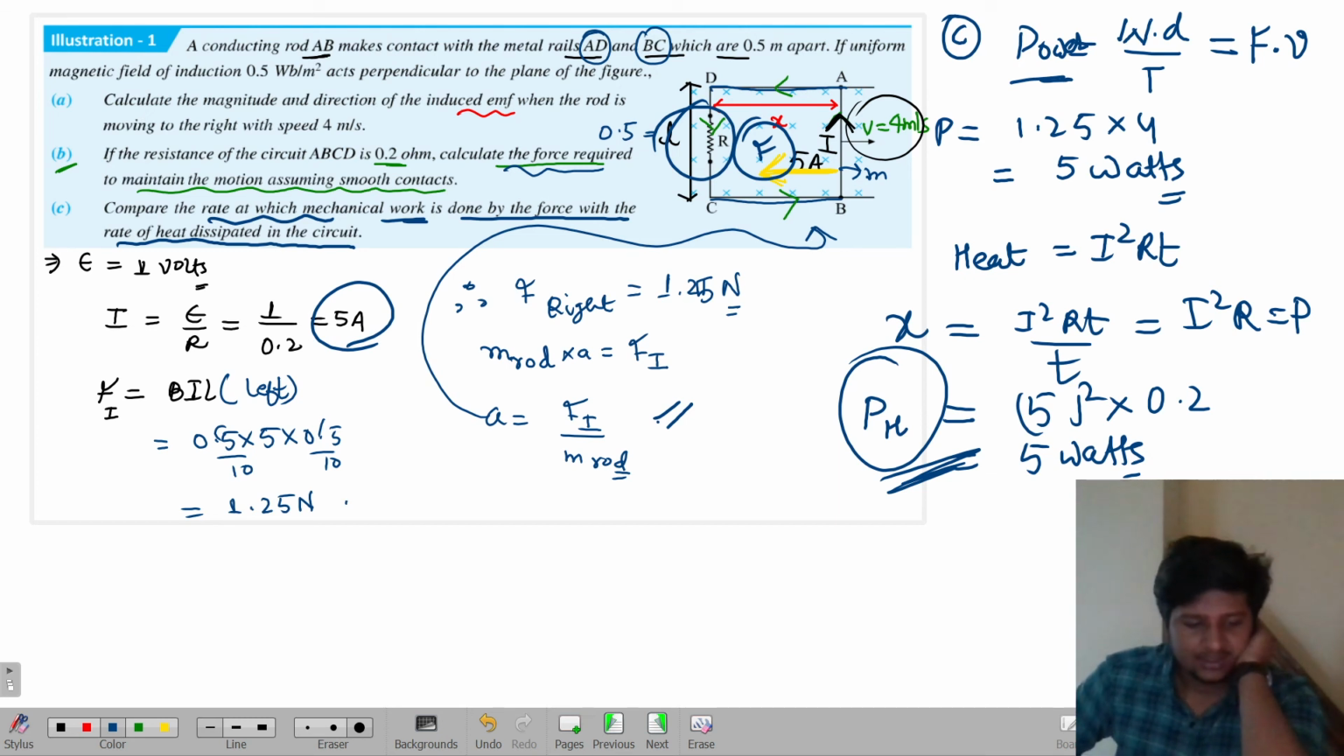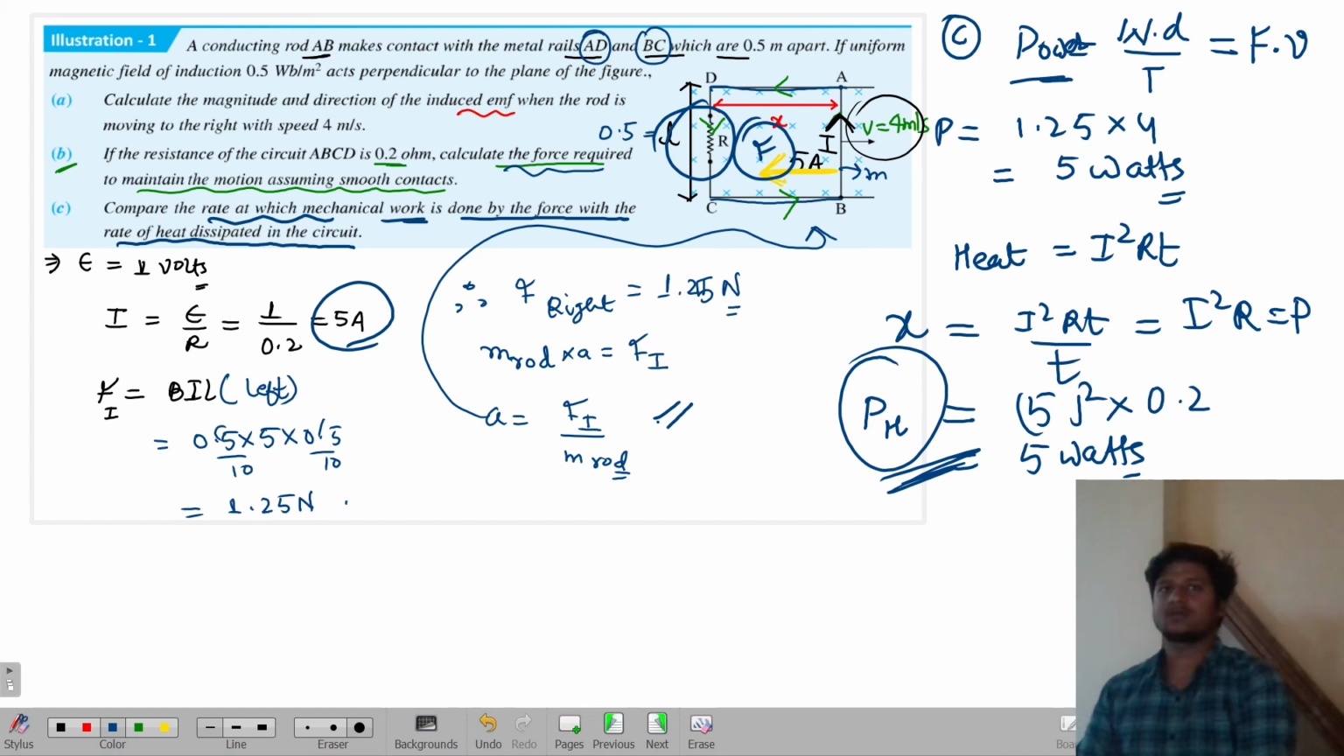So now write in that, hence the work done by the force applied to the rod is completely converted to heat in the resistance.